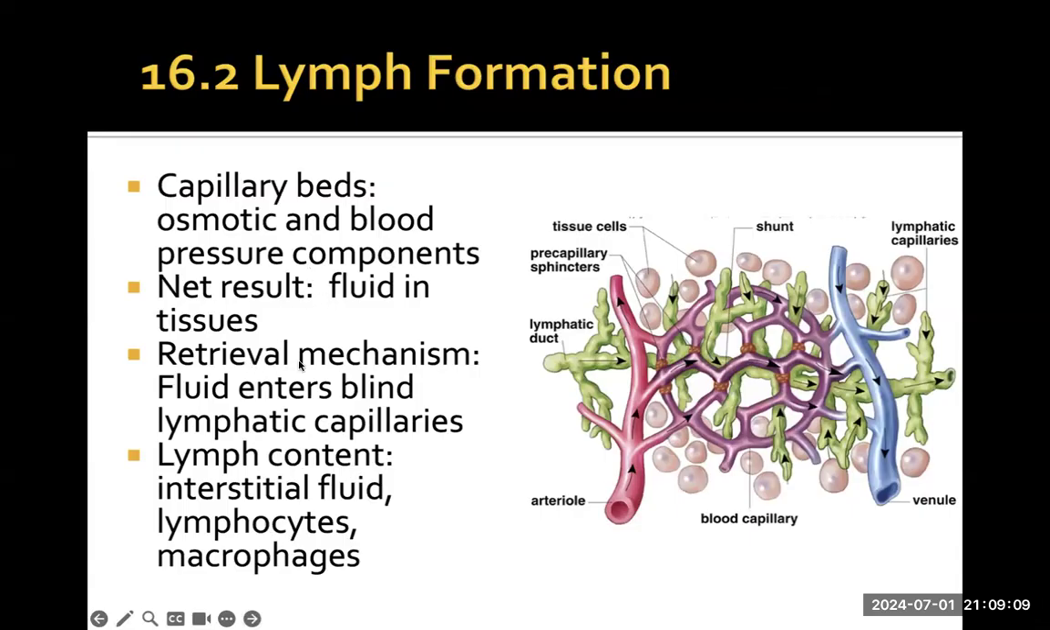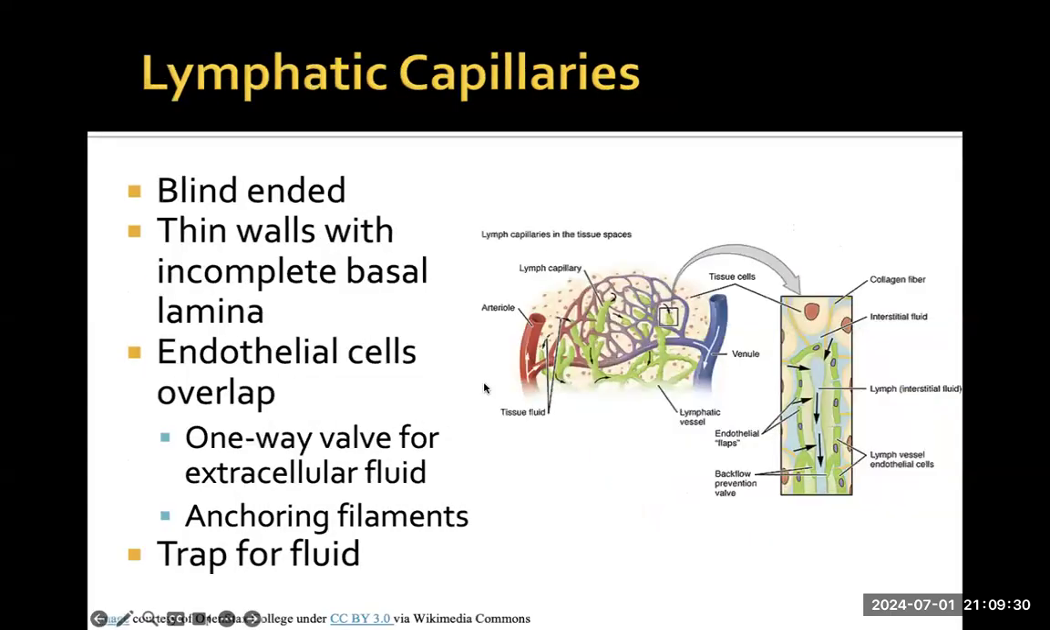The retrieval mechanism then is fluid entering blind lymphatic capillaries. Blind means they're only open on one side. So you guys can see that they're closed on one side over here too. And then the lymph content is going to be interstitial fluid, lymphocytes, and then macrophages, which again, macrophages munch. They're going to phagocytize anything old, dead, or dying.